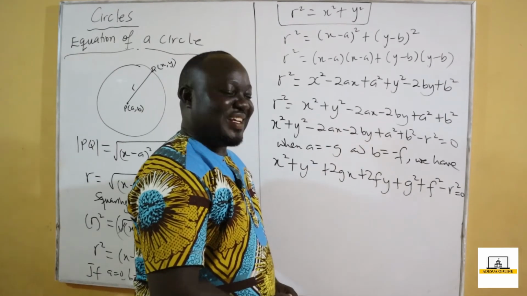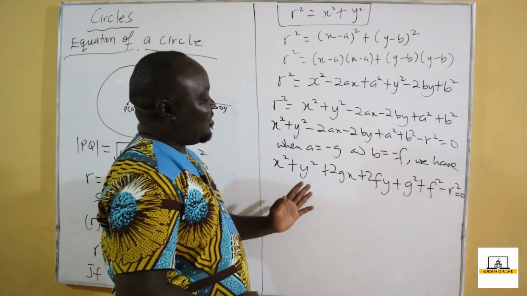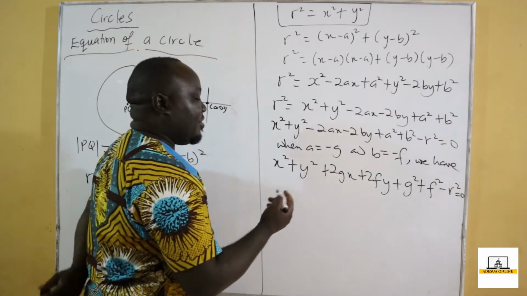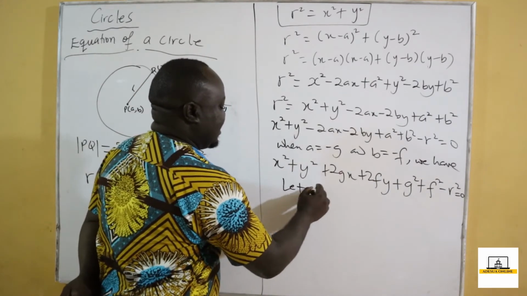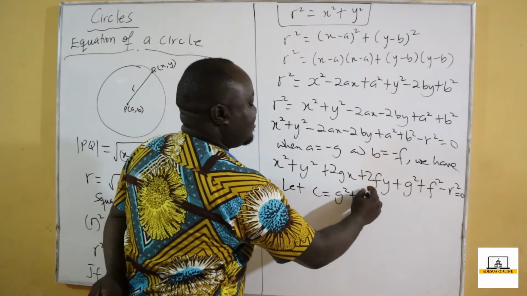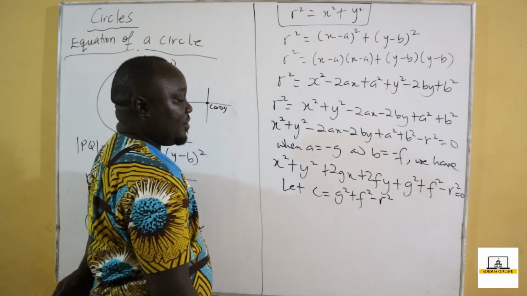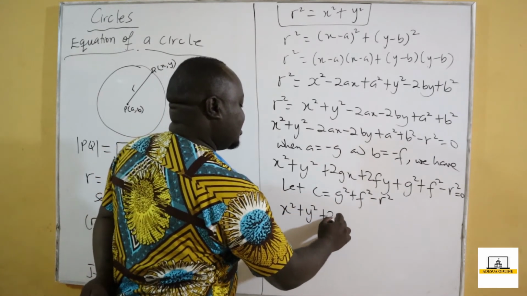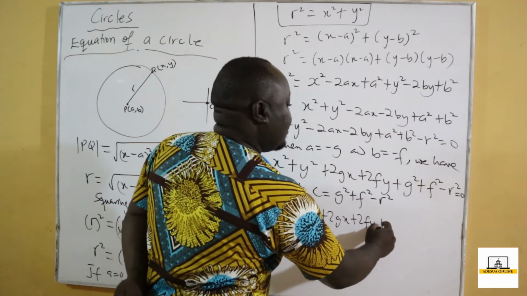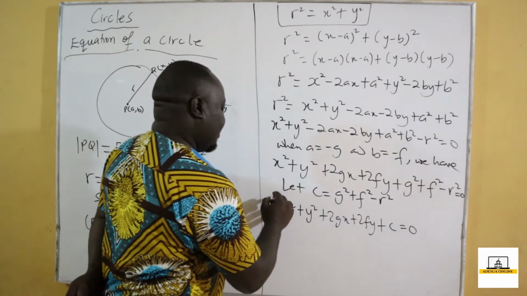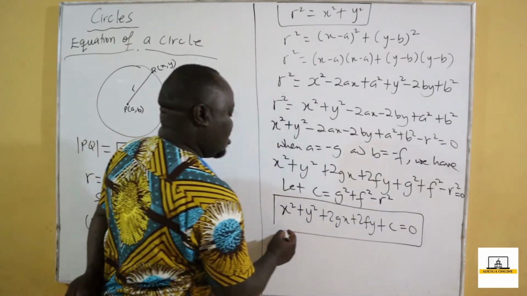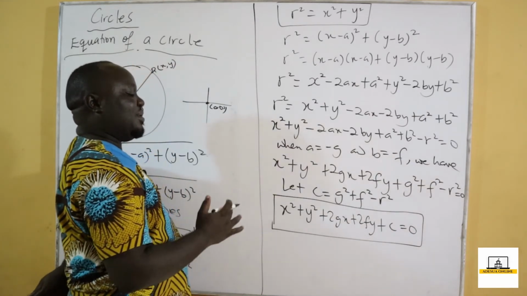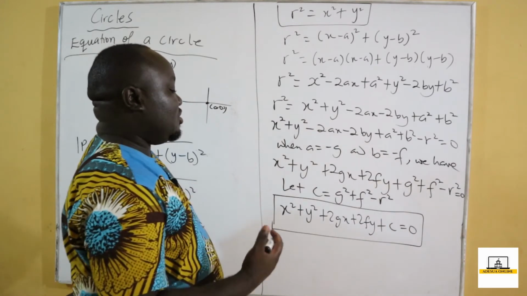So what we are going to do next is substitute a constant, c, for the expression. Let c be equal to g squared plus f squared minus r squared. So this is going to give us x squared plus y squared plus 2gx plus 2fy plus c is equal to 0. So you realize that this is the general equation of a circle. The general equation of a circle is x squared plus y squared plus 2gx plus 2fy plus c equal to 0.